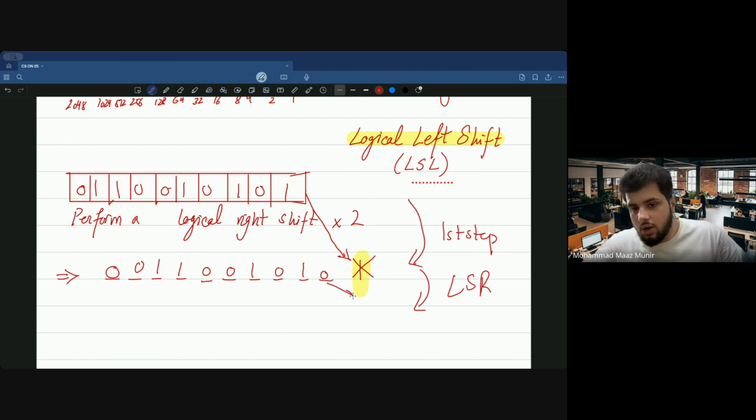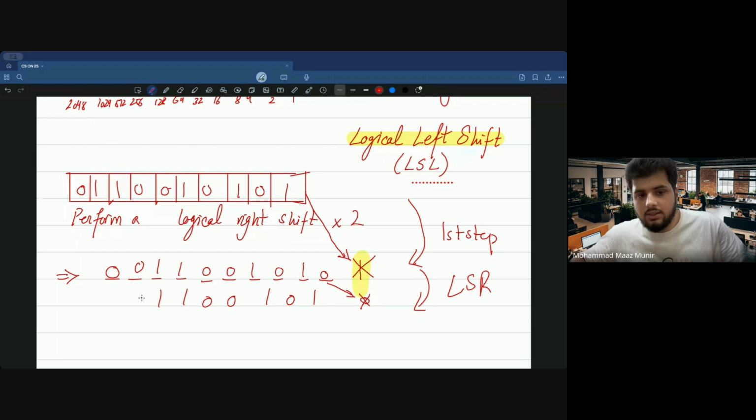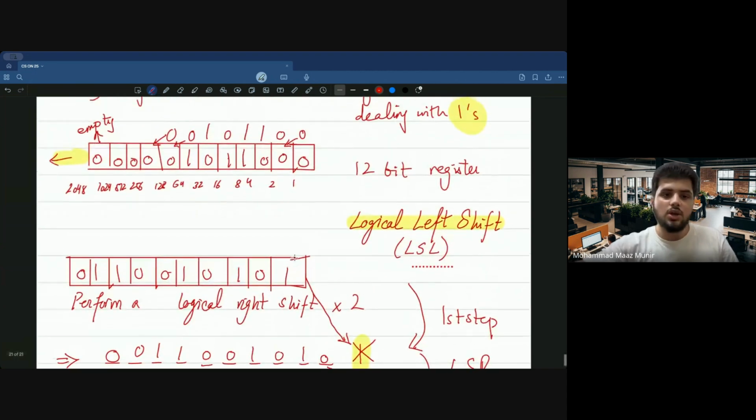This 0 is just going to go out. We are going to ignore it, and then we will have 1 0 1 0 0 1 1 0 0, and then again we will have an empty slot at the leftmost side, and we're just going to put a 0. But now the important thing is, this concept is easy, guys.